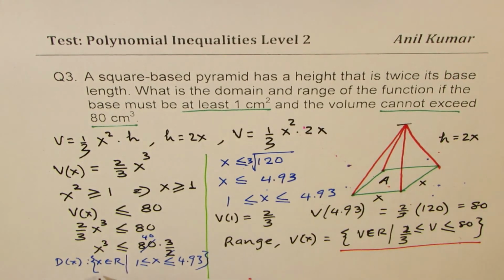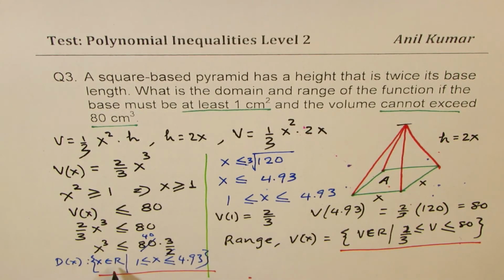In the question, you are actually given one limit of the domain and the other limit of the volume, and if you combine and relate these two, you get the limits for both. I hope that makes sense.